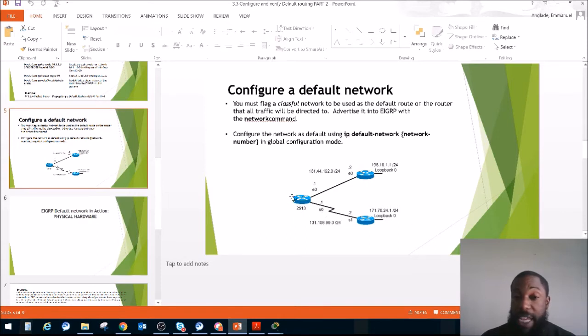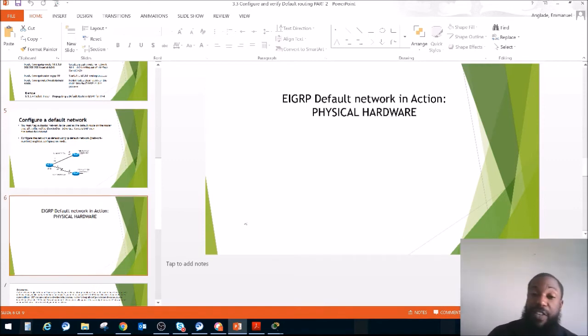But if we want to make one of these our default route, let's say both of them can take you to the internet, but we want this one to be our default route, we would type in ip default-network, and then this IP address is the network, not the actual loopback address. So in this case, it would be 198.10.1.0, it's a /24. Let's do an example of this using physical hardware. That's right, physical hardware. I'm gonna go upstairs and show y'all my rack. Let's go ahead and pause it right here.